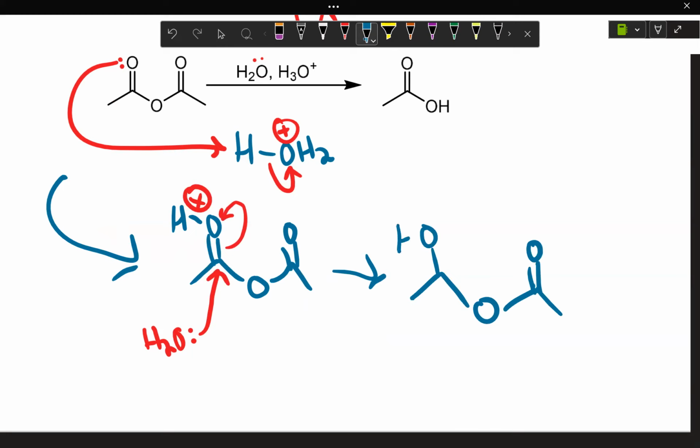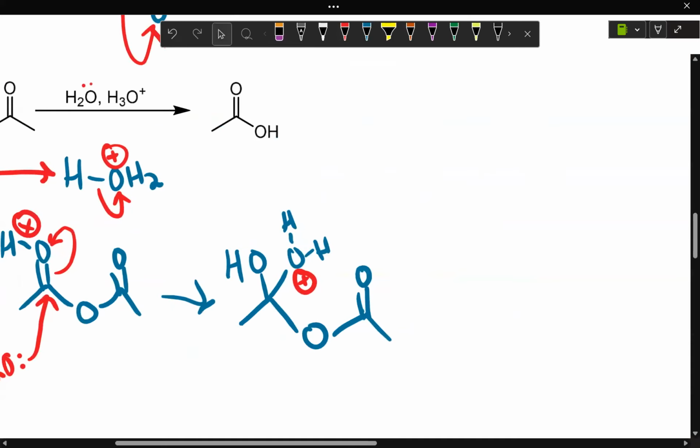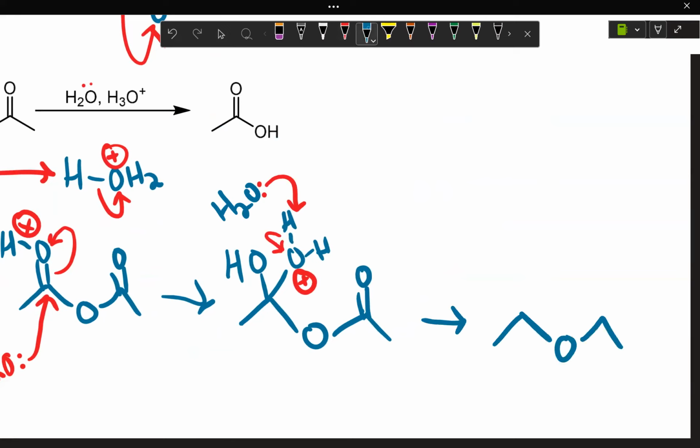Now we have an alcohol, and then we have a hydronium group. So how do we solve for the positive charge? Deprotonation. Take water, take a hydrogen in order to get rid of that positive charge. So now we're going to have two alcohols here.